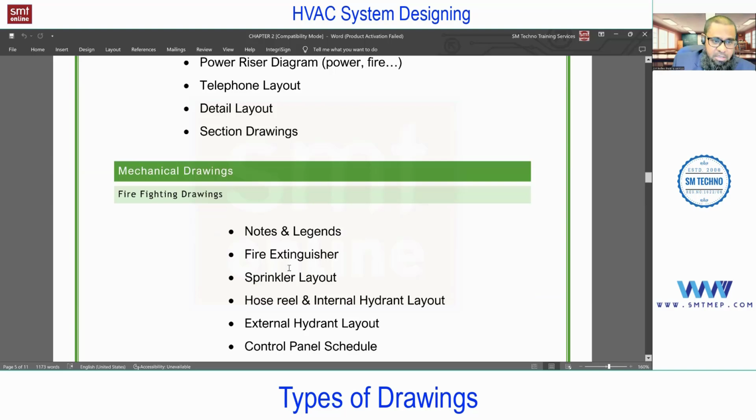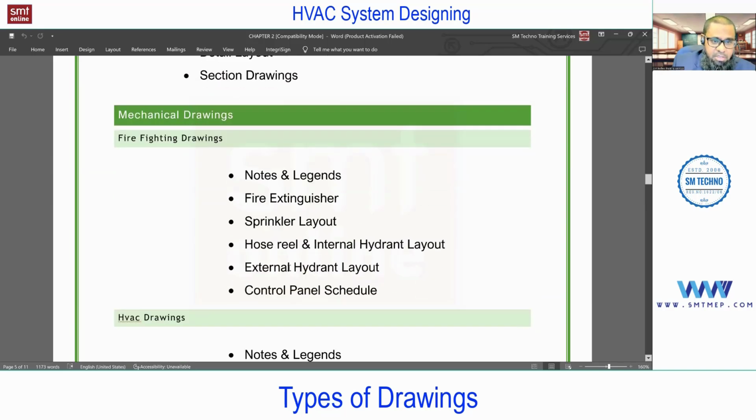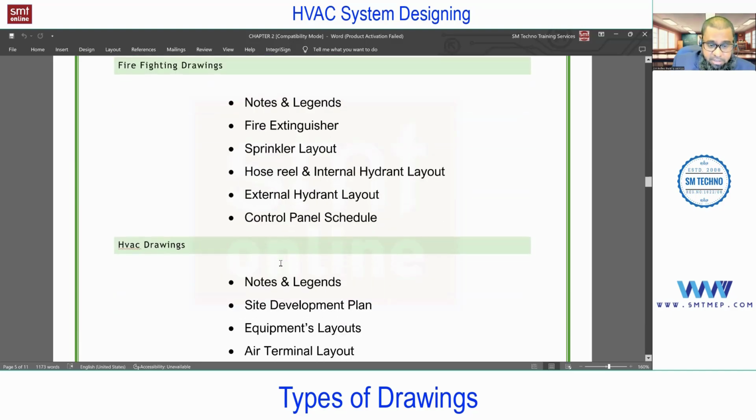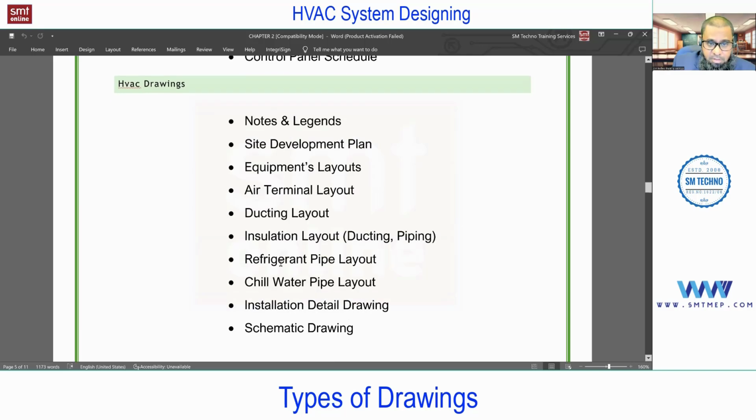Next, if you talk about mechanical, under this you'll find the firefighting layouts of different systems like sprinkler system, hose reel, hydrants, etc. Next, HVAC. This is important because in this training program we are talking about HVAC drawings. Anyhow, you'll get the chance to deal with this layout in detail, even in the drafting video course. You see notes and legends. You'll find the abbreviations, notes, legends, etc. in this drawing.